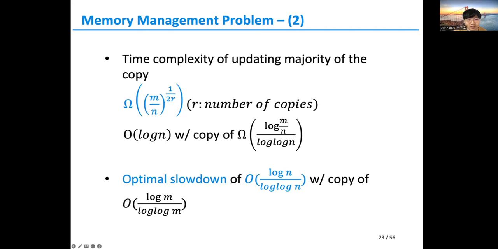There are several other techniques to reduce the copy of the memory or reduce the slowdown. The optimal slowdown would be big O of log n divided by log log n, where the number of copies will be big O of log m divided by log log m.